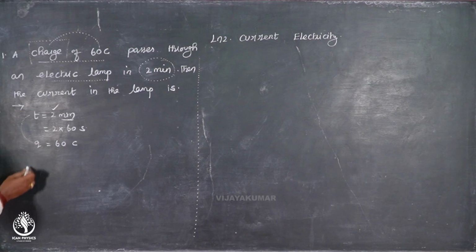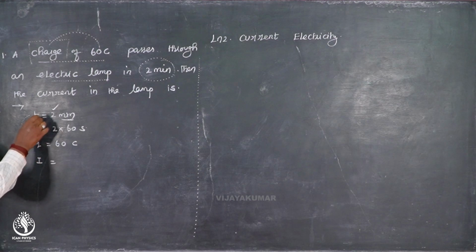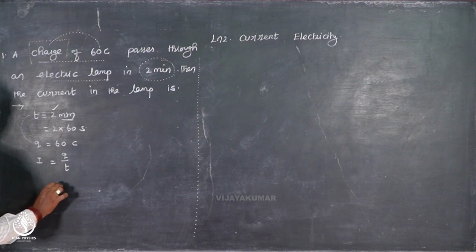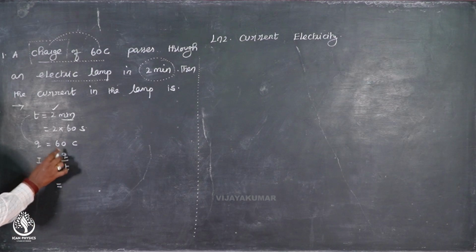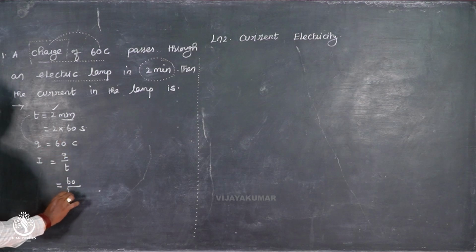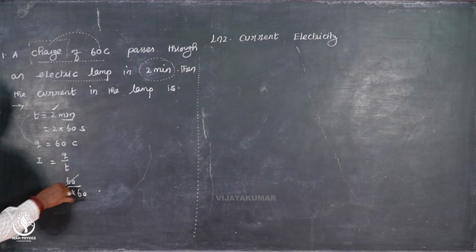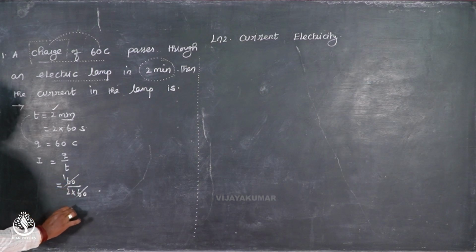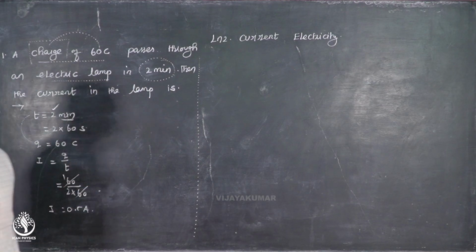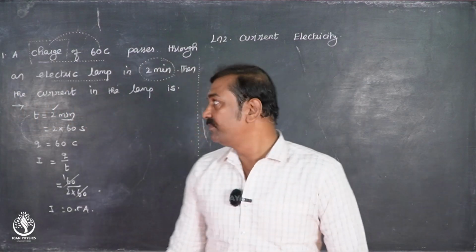So to relate current, charge and time: current equal to Q by t. What is Q? 60. What is the value of time? 2 into 60. Now 60 and 60 get cancelled, so 1 by 2, which is 0.5. The unit of current is ampere. Do you get it now? Okay, fine.